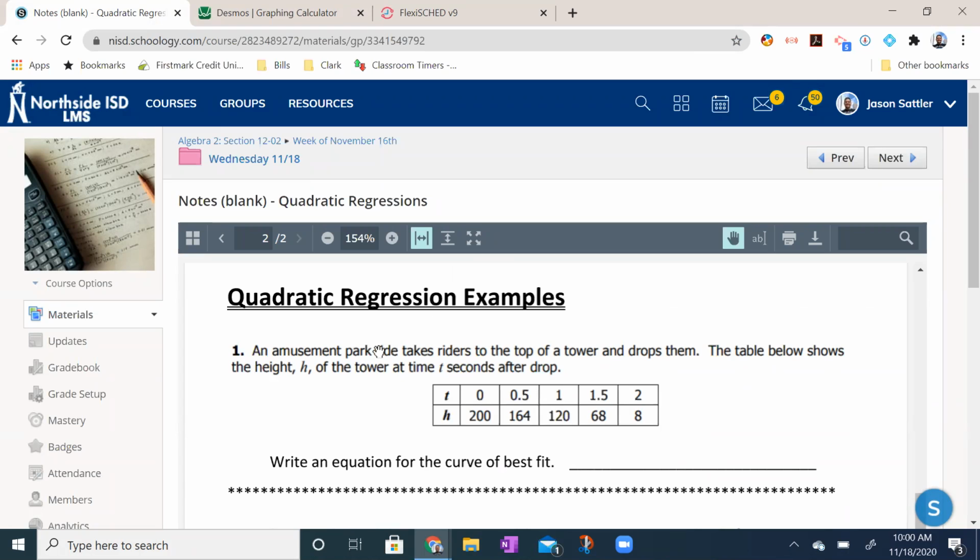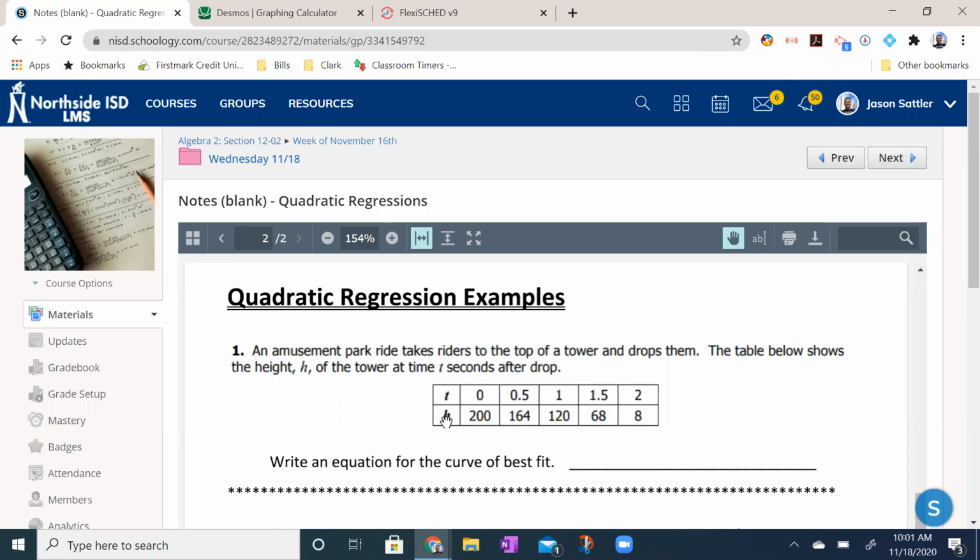Okay, so we have an amusement park ride that takes riders to the top of a tower and drops them. The table shows the height h of the tower at time t seconds after the drop. So we use x and y, okay, an xy table. X is your independent variable and y is your dependent variable. So you put an input for x and you get an output y.